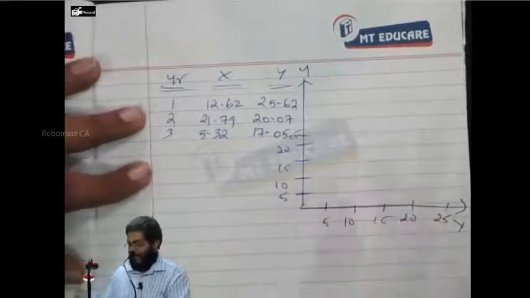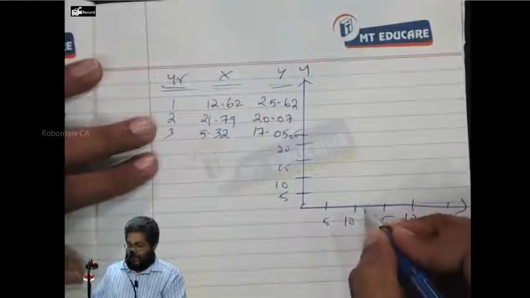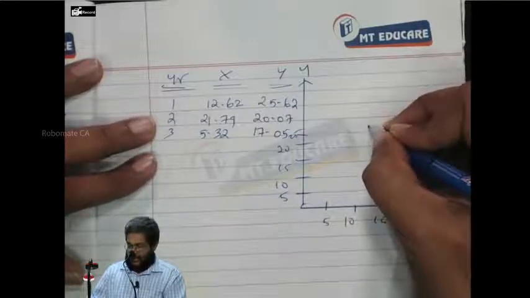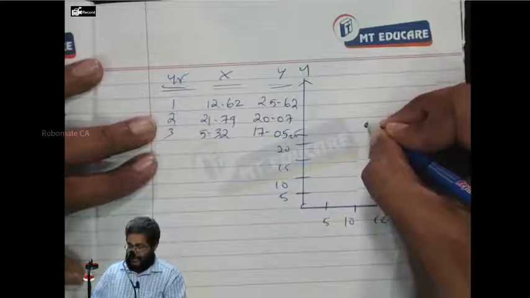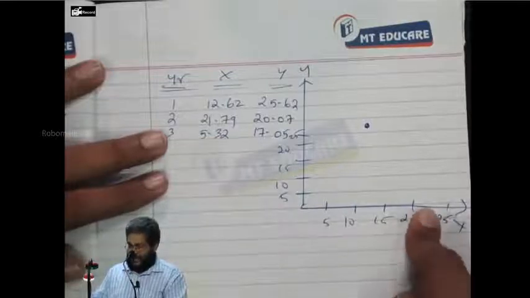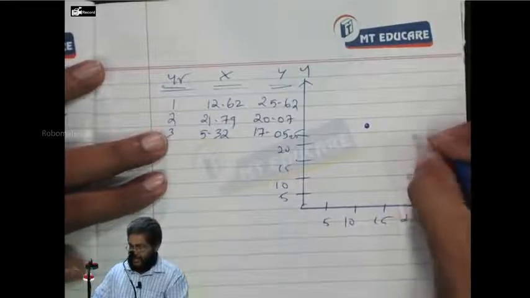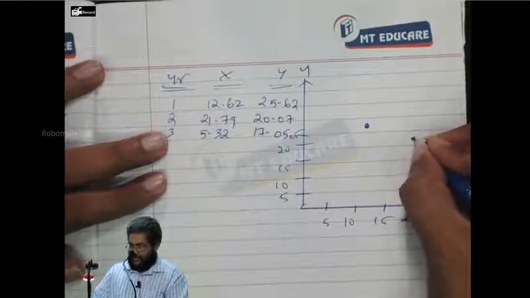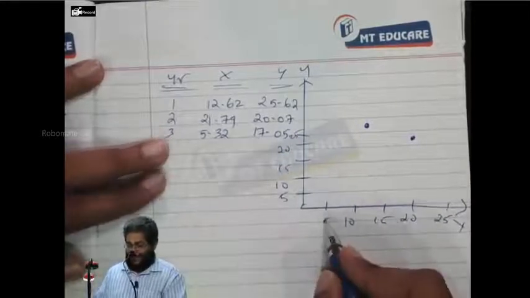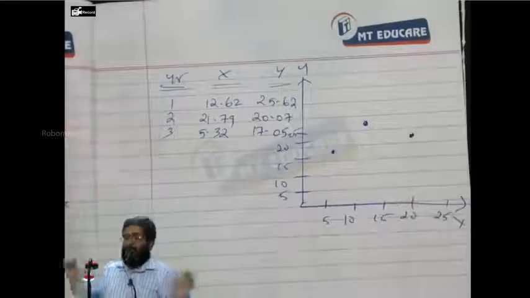Can I proceed or not? Now, X is 12.62 and Y is 25.62. It will be something here. Now let's look at our next point. X is 21.79, something here, and Y is 20.07. Now, X is 5.3 and Y is 17.05. It is going to be something here. Now, forget about accuracy.